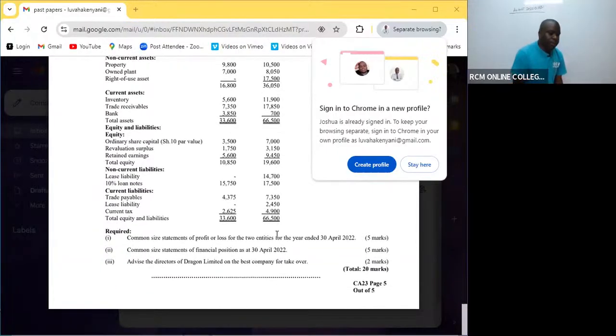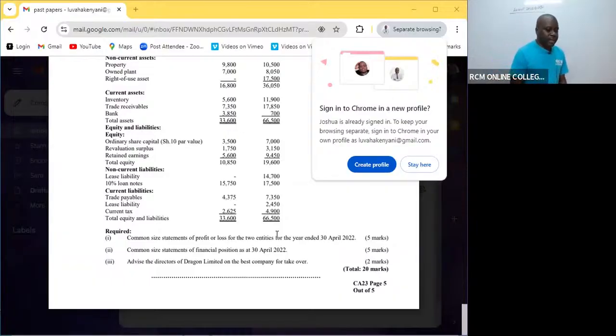So required number one, a common size statement of profit or loss for the two entities for the year ended 30th of April 2022. Then a common size statement of financial position for the two, as at 30th of April 2022.